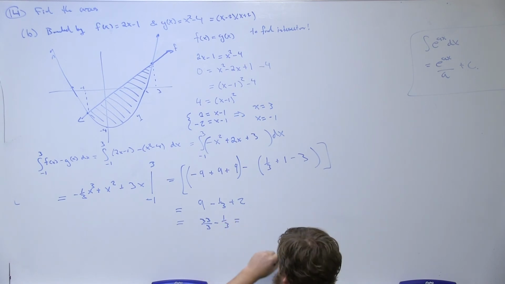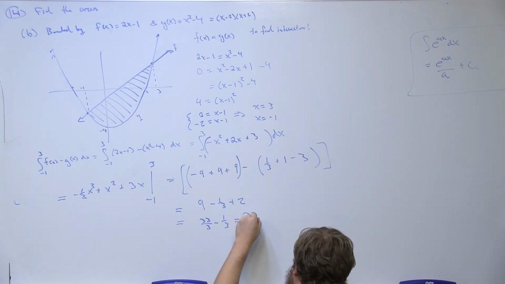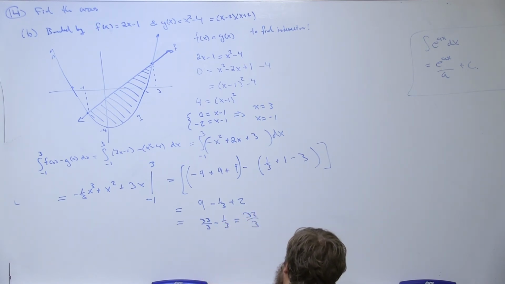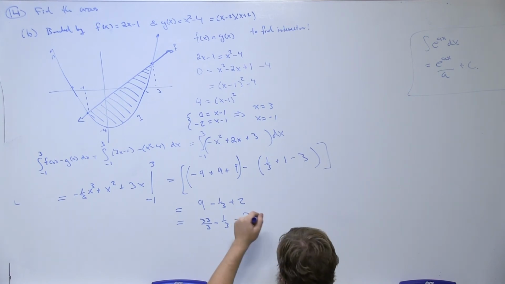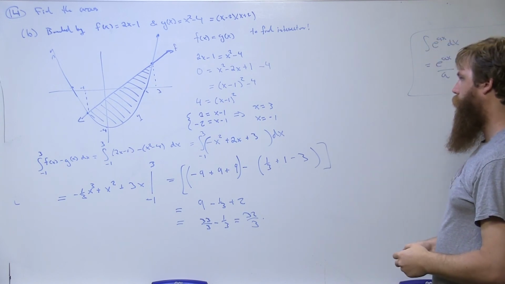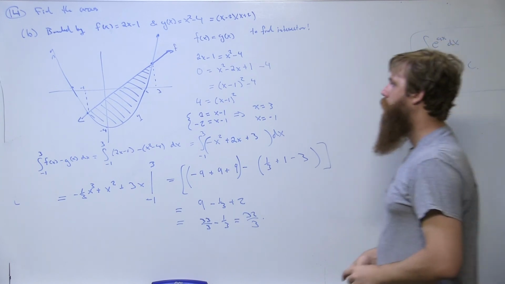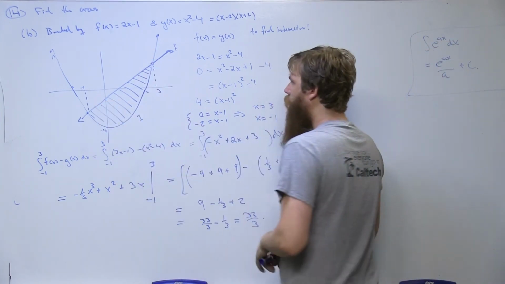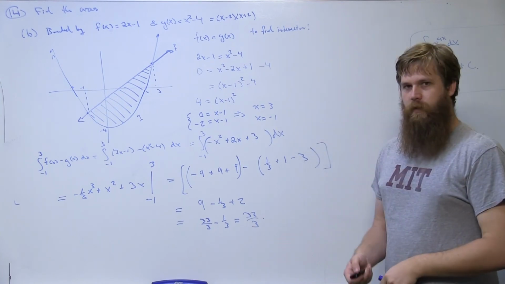Minus 1/3 is 32/3, which cannot be simplified. Okay, good. So that's it. 32/3 units squared is the area contained in this region. Next we'll do part C.